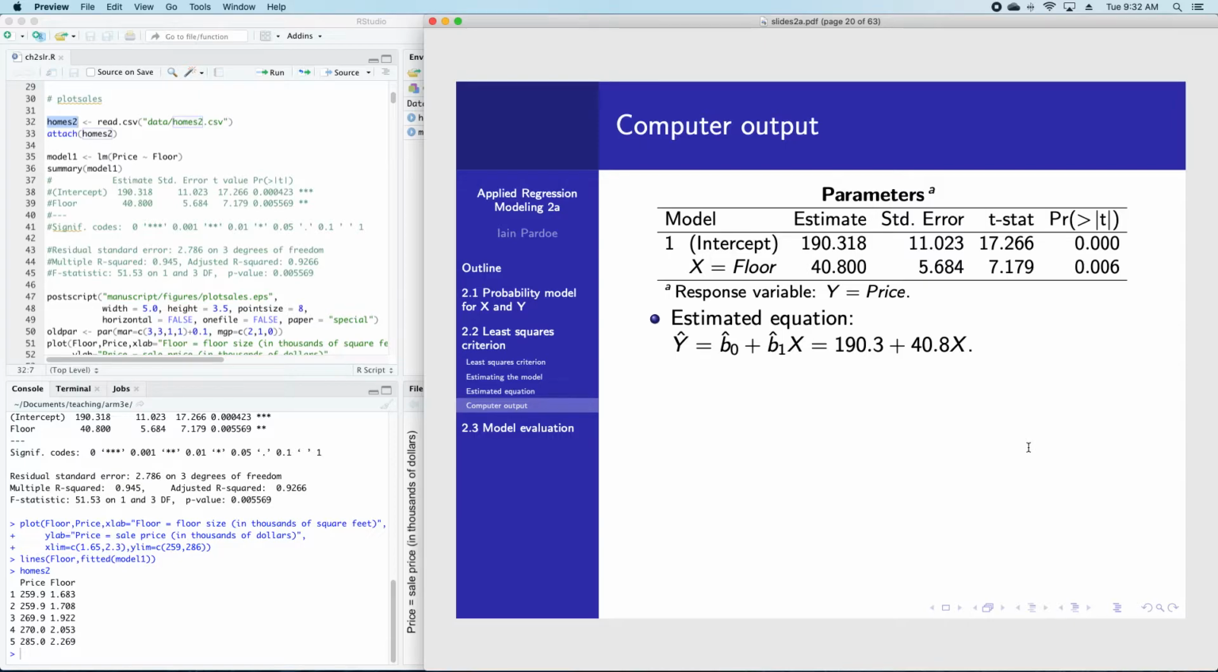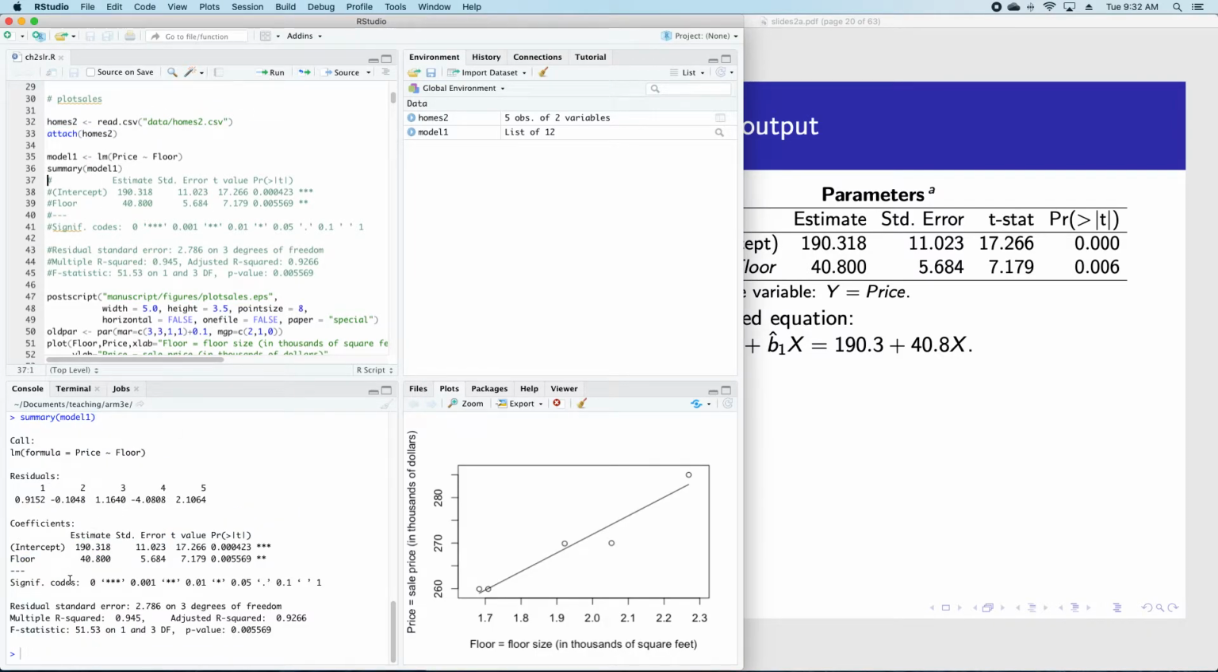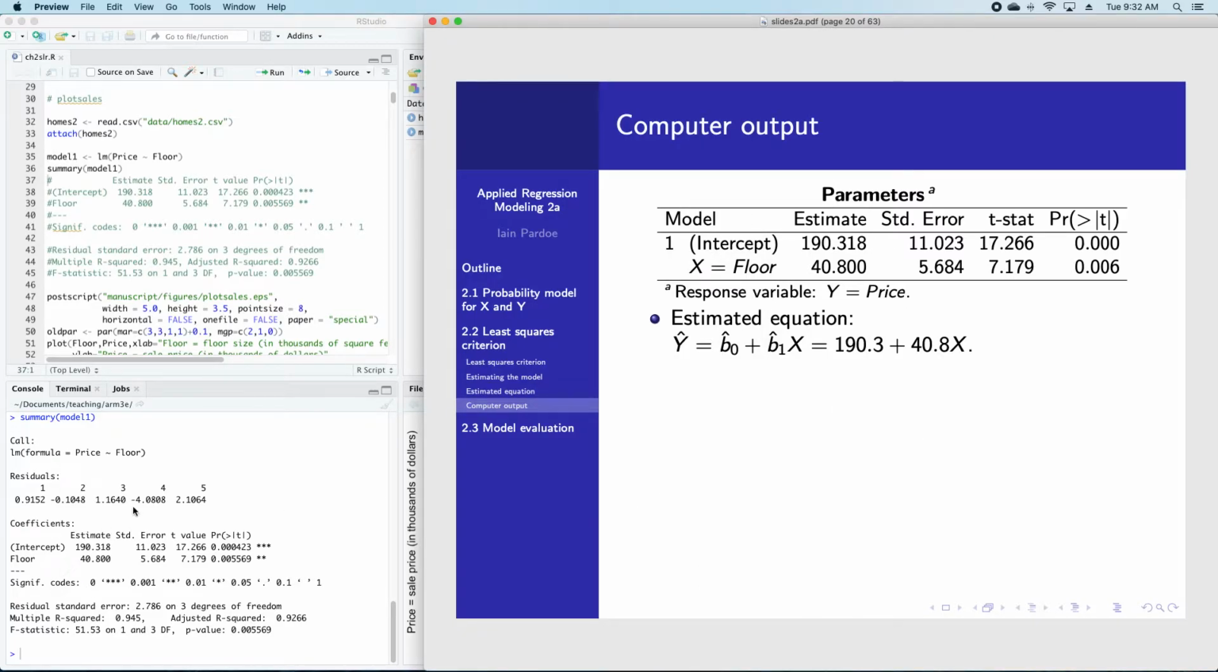I showed you the computer output in the last video. Let me just show it to you again. There's a lot of this output that I'm not going to talk about just yet. We'll come to it in future videos. But the bit I want to focus on is the 190.318. That's the estimated intercept b0 hat. And then the 40.800, that's the estimated slope b1 hat. So that's our estimated equation there.